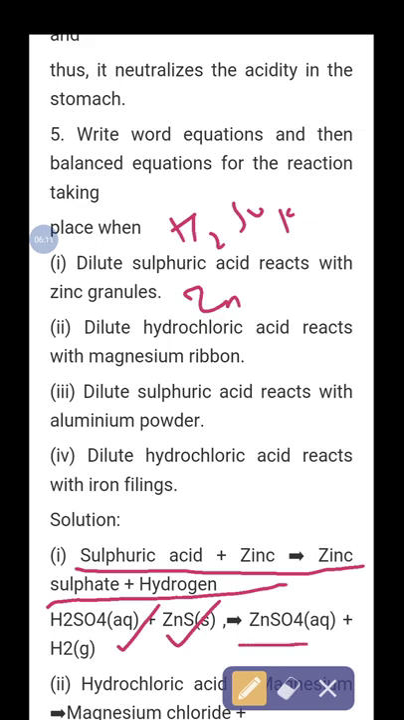Here we use zinc. The S is not here. H2SO4 plus Zn gives out ZnSO4 plus H2. Here S was typed by mistake.